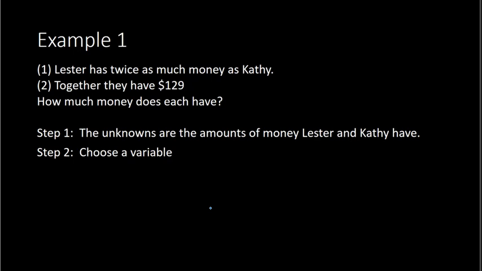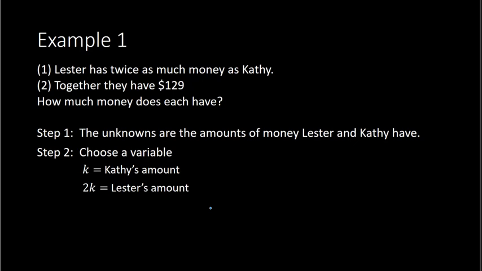So I need to choose a variable. Notice that Lester's amount is based off of Kathy's amount. So I can let Kathy's amount be the variable. So let K equal Kathy's amount. And then from there, Lester's amount is 2 times that. So Lester's amount would be 2 times K. So we have established the unknowns. We have set up our variables.